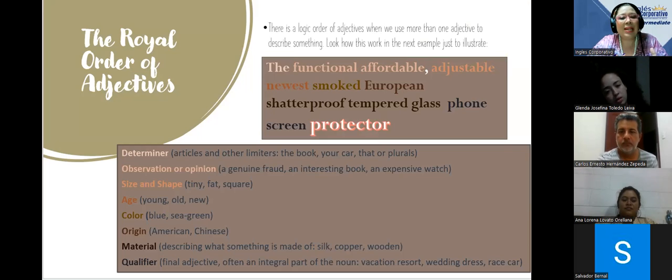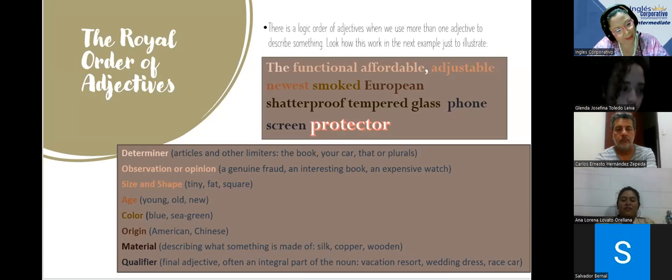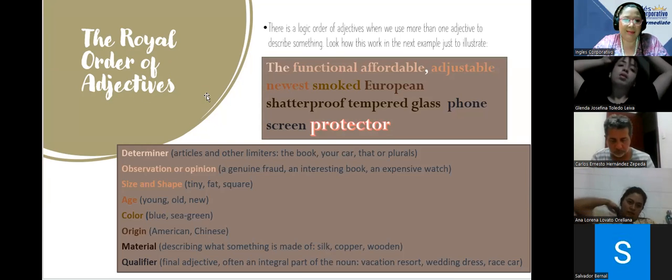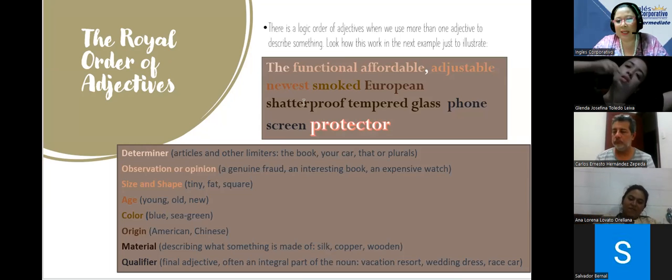porque acompañando al noun vamos a encontrar muchísimas otras palabras que cumplen una función específica o para identificar aún mejor el sujeto, ¿verdad? Calificarlo en diferentes aspectos, ¿verdad? Entonces, existe un orden real, the royal order of adjectives.